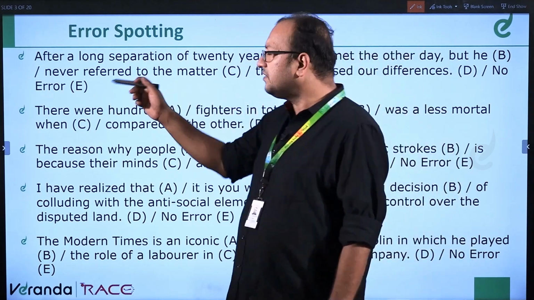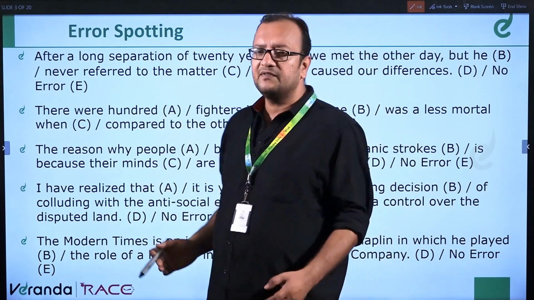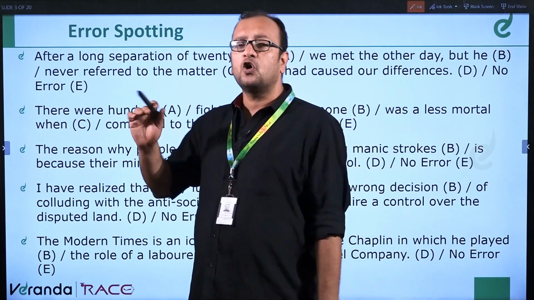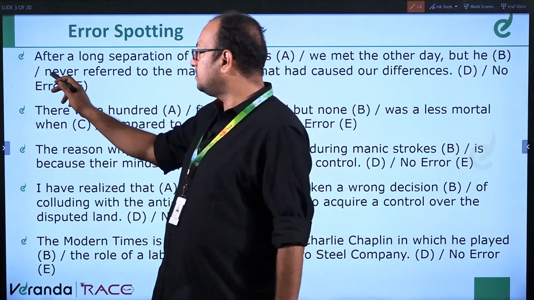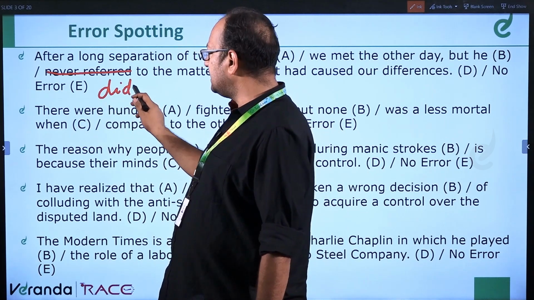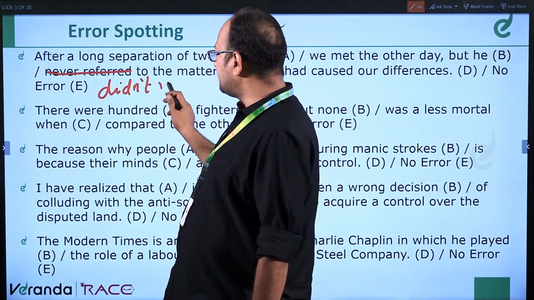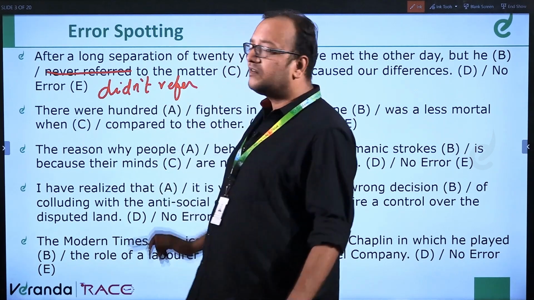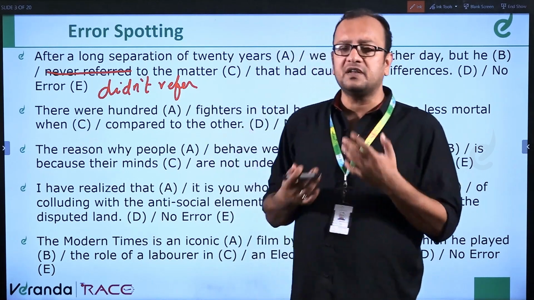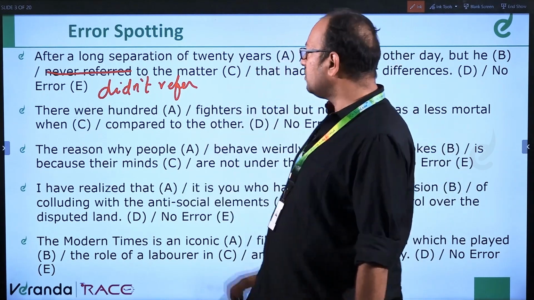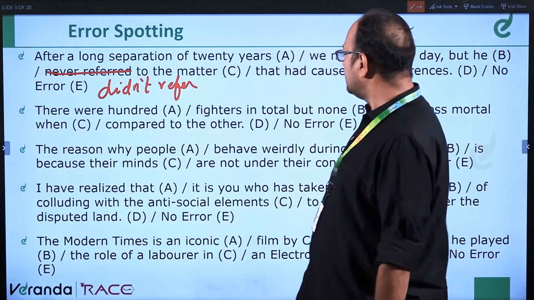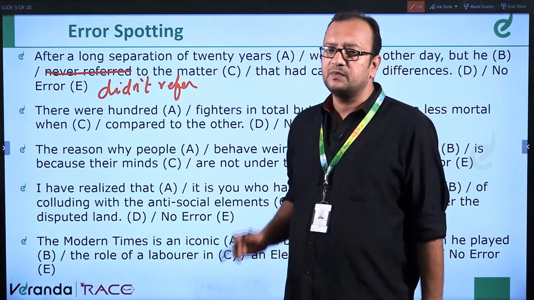Here we are saying he never referred to the matter. Never means it never happened. It should be did not refer. So never referred should be replaced by didn't refer. Didn't refer to the matter. That's incorrect, right? Because if we met, he did not refer would be the correct answer. So after a long separation of 20 years, we met the other day, but he did not refer to the matter that had caused our differences.